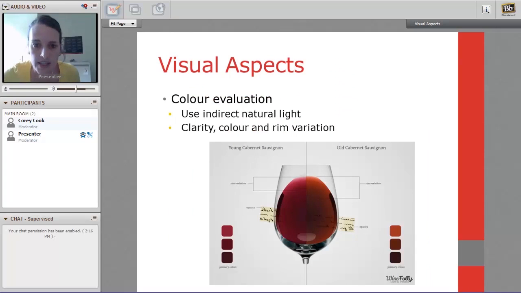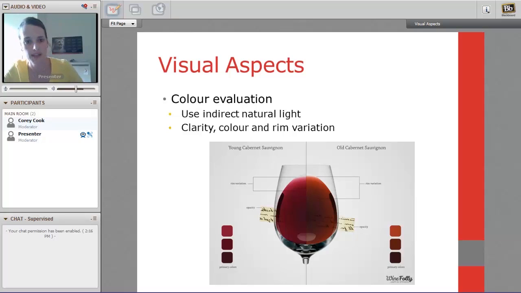Okay, so here we go, color evaluation. Ideally, you use indirect natural light. That will help you understand where the color variation is. It'll also help you see it a little better. In the picture below, you've got a Cabernet Sauvignon. On the right-hand side, it's an old Cabernet, and on the left-hand side, it's a young Cabernet. You can see how the color varies, especially at the rim. As we get to older Cabernet Sauvignon, we tend to see more brown and more brick colors, especially at the rim. That's where you get a really good indication of the age of the wine. On the left-hand side, you have a young Cabernet Sauvignon where you tend to see more purple and more red.